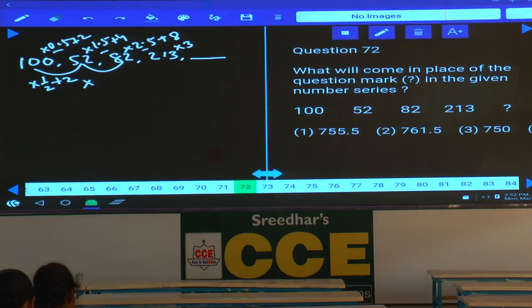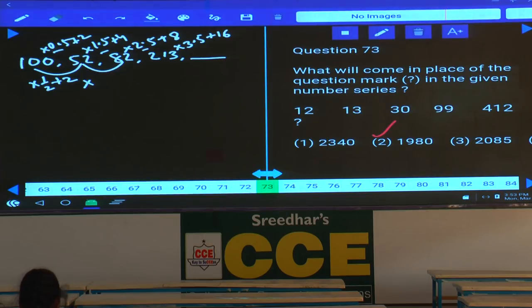Next one is into 3.5 plus 16. Then tell me what is your answer here? 213 into 3.5 plus 16, and it will be 761.5, choice 2. Done? 761.5, choice 2, question number 72. Each of these numbers is multiplied with 0.5, 1.5, 2.5, 3.5 and so on. 2, 4, 8, 16 are added.